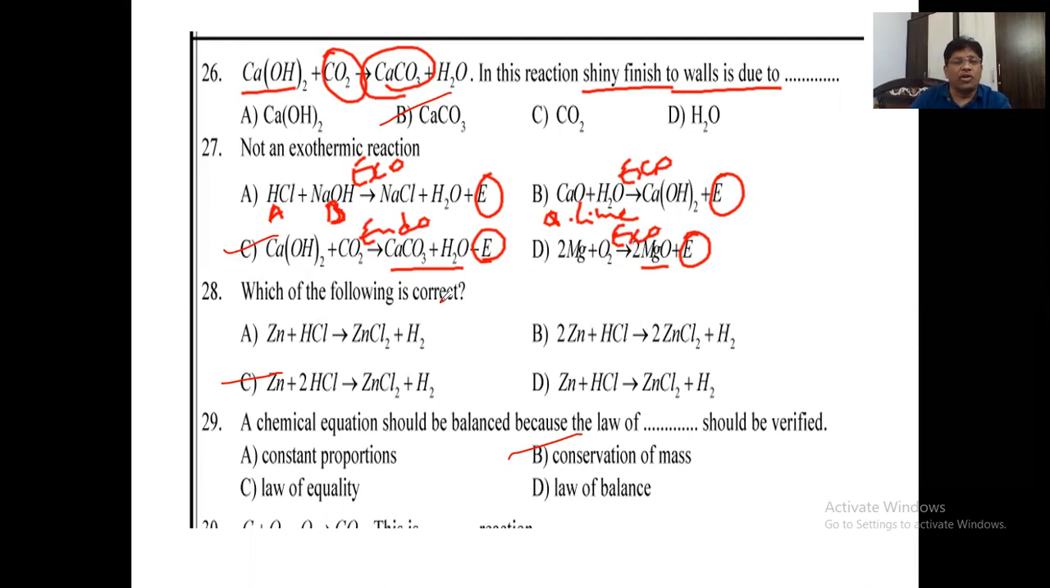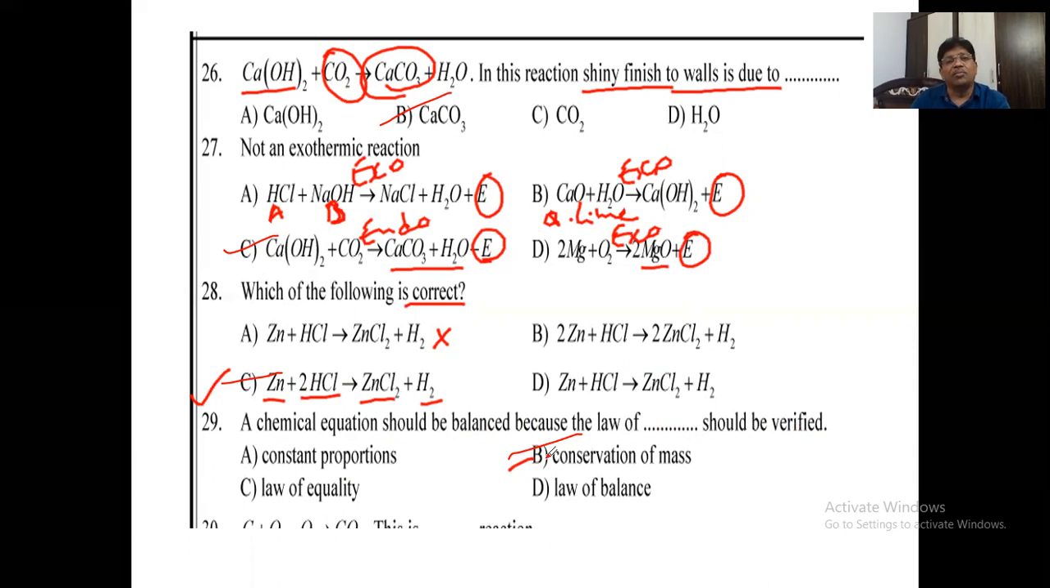Next, which of the following is correct? Now it is unbalanced equation or skeleton equation, and it is also not correct. So completely balanced equation is this one here. 1 mole zinc reacts with the 2 moles HCl to form what? 1 mole ZnCl2 and 1 mole H2 gas. It is balanced equation. Next, a chemical equation should be balanced because the law of dash should be verified. The law of conservation of mass should be verified.